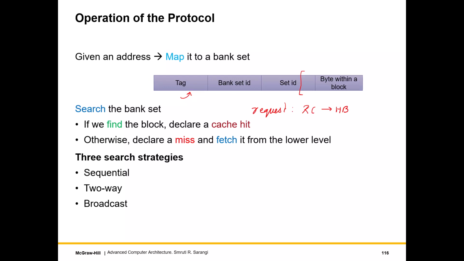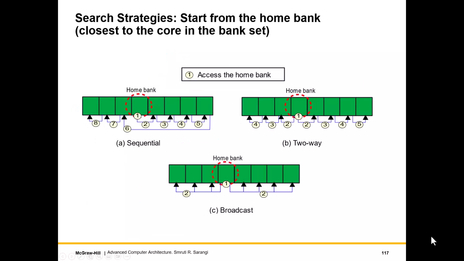Otherwise we do something, and then if you are not able to find the block within the entire bank set, then we basically go to the lower levels. It's like a cache miss. So there are several search strategies, as we shall see: sequential, two-way and broadcast, and they have their own advantages and disadvantages. So let us now look at search strategies.